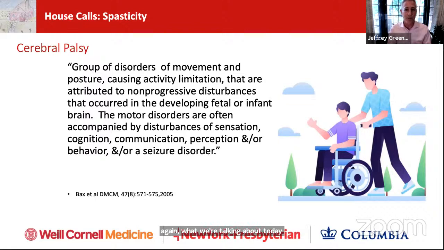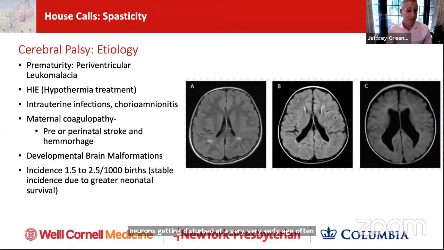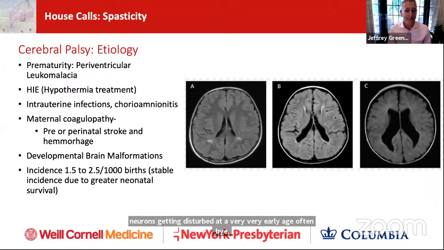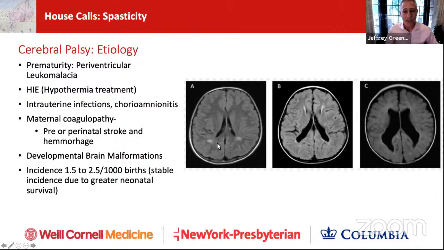This is the motor disturbance that is caused by those upper motor neurons getting disturbed at a very, very early age, often by trauma, even in utero. And the MRI scans here show just very, very subtle hints. Again, we're not going to get into too much anatomy here, but you see these little areas of white on these brain MRI scans, even these subtle little areas.